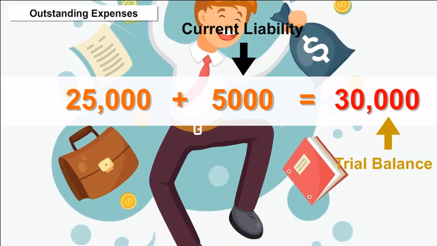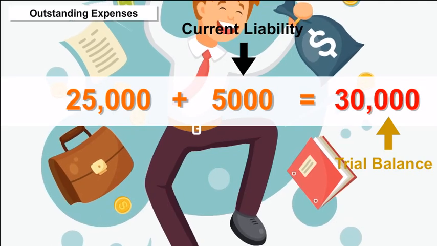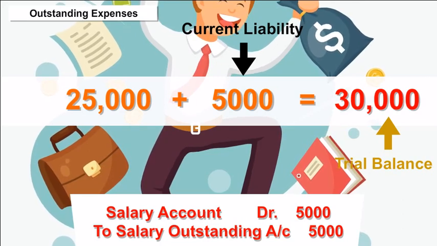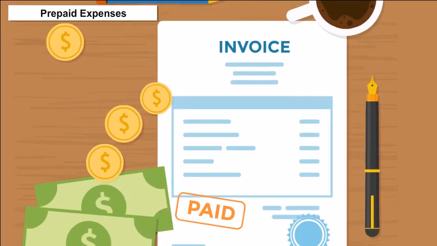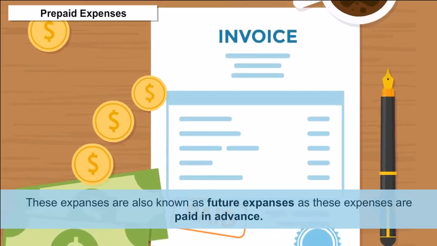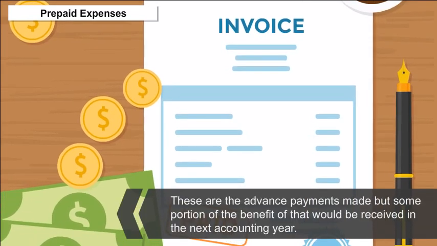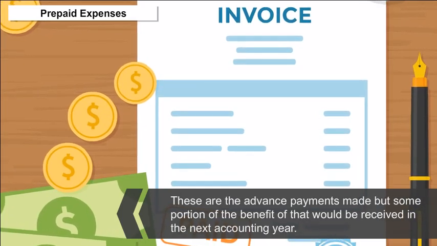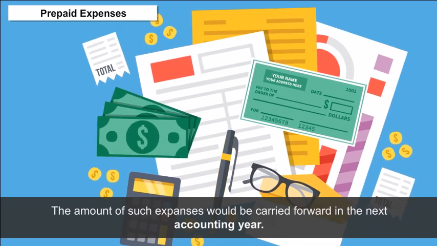It will be termed as salary outstanding and will be adjusted to salary account by making the following entry. Salary account debited 5,000 to salary outstanding account 5,000. Prepaid expenses. These expenses are also known as future expenses as these expenses are paid in advance. These are the advance payments made but some portion of the benefit of that would be received in the next accounting year. The amount of such expenses would be carried forward in the next accounting year.